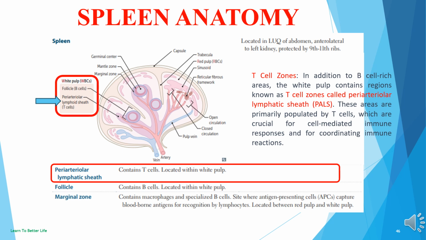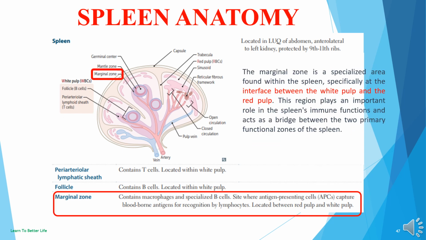The marginal zone is a specialized area found within the spleen, specifically at the interface between the white pulp and the red pulp. This region plays an important role in the spleen's immune functions and acts as a bridge between the two primary functional zones of the spleen. The marginal zone contains macrophages and specialized B cells. It is a site where antigen-presenting cells capture bloodborne antigens for recognition by lymphocytes.